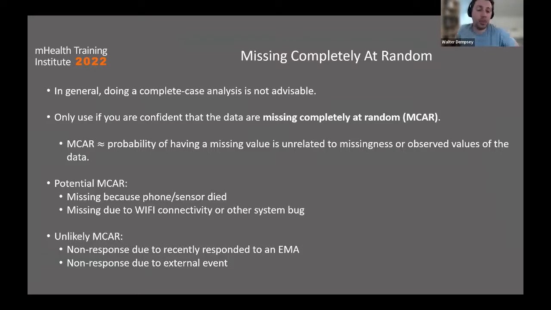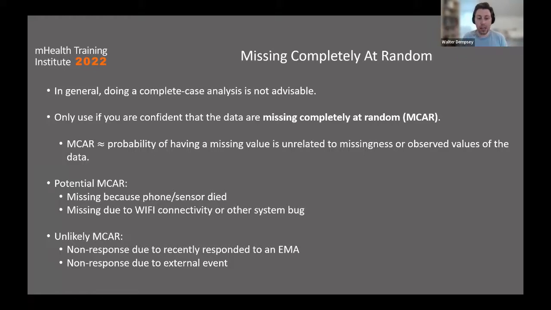Roughly speaking, I just wanted to give an intuitive-level definition: the probability of having a missing value is unrelated to the missing or observed values of the data. If I'm thinking about missingness in mobile health, I might have an individual who, let's say, randomly, every morning, personally, I'm a forgetful person, I own an Apple Watch, and today I just forgot to wear it. It had nothing to do with anything else. I just, life and stuff.